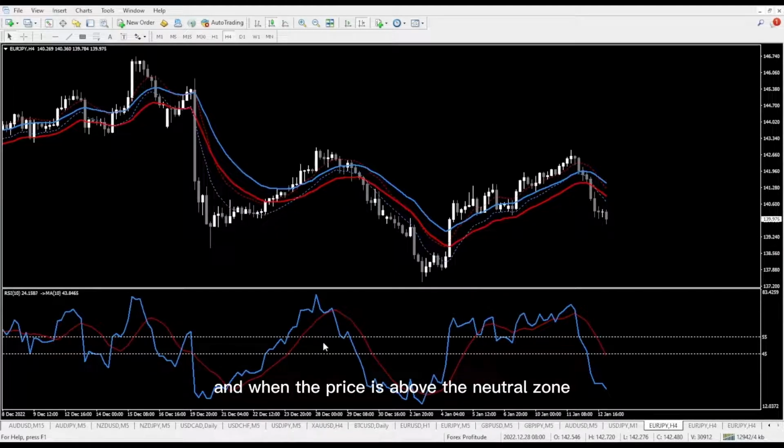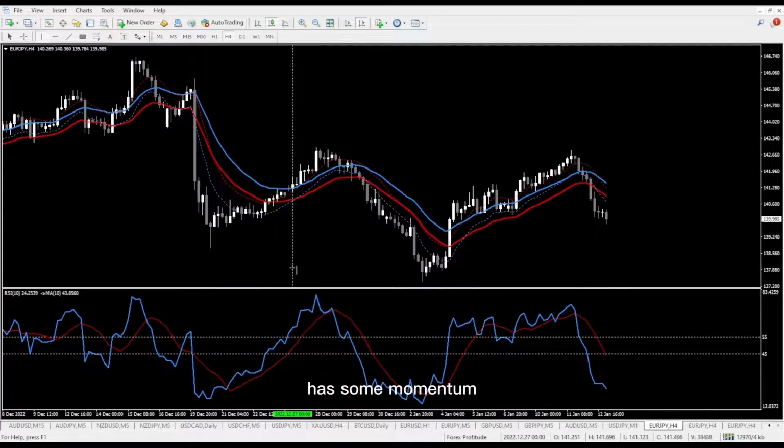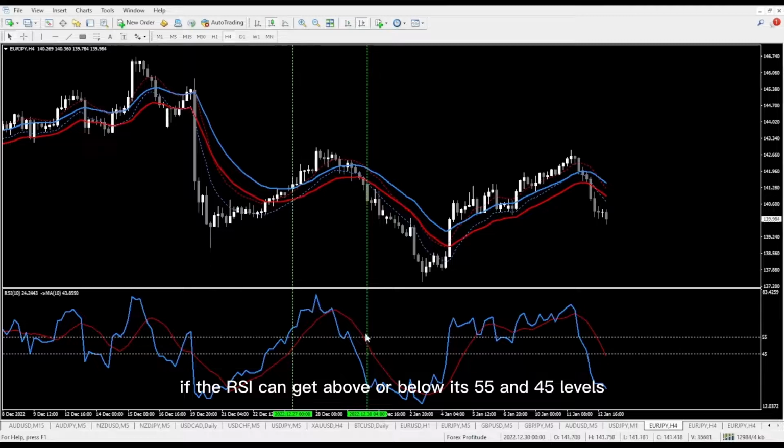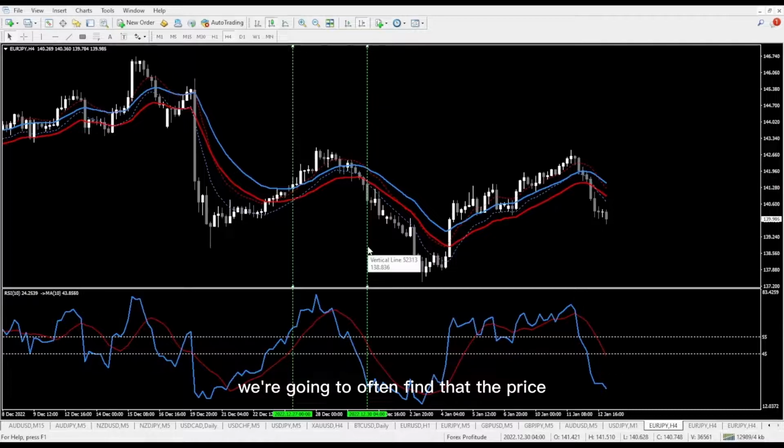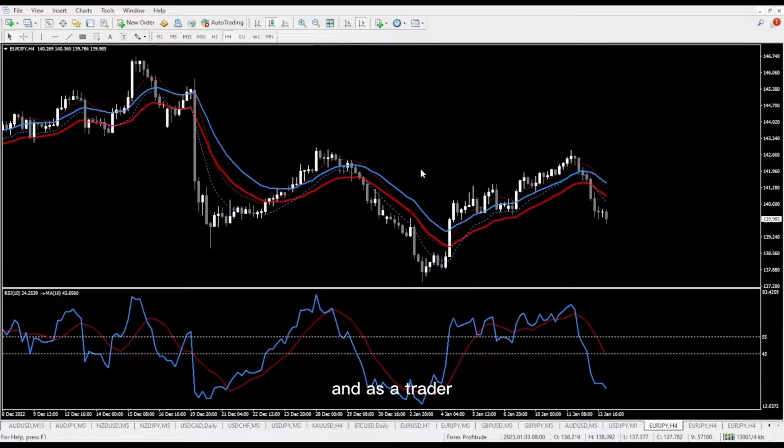When the RSI is above the neutral zone, we're going to find that the market now has some momentum. And when the price is below this neutral zone, we're going to find, again, that the market has some momentum. If the RSI can get above or below its 55 and 45 levels, we're going to often find that the price or the market is going to want to continue in that direction. And as a trader, that is exactly what we want to see. We want to see that the market continues in the direction that we place the trade.